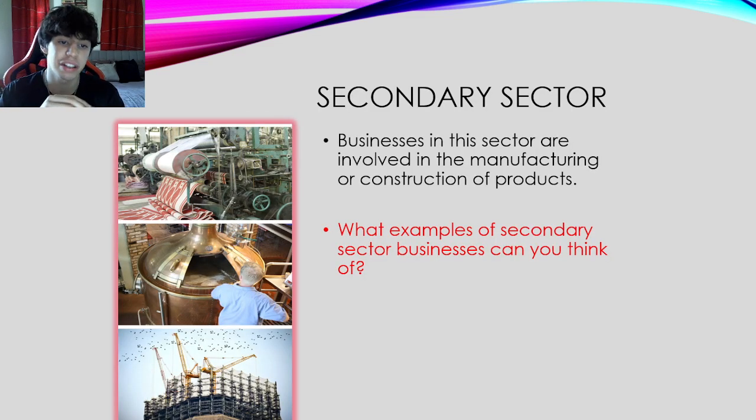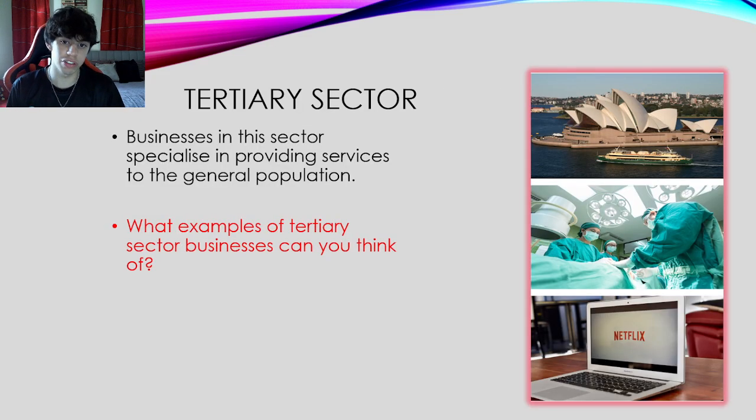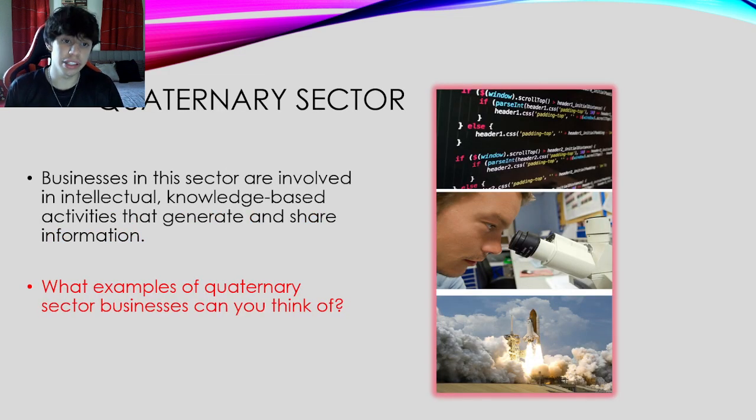Businesses in the secondary sector are involved in the manufacturing or construction of products. So these are involved, for example, with factories and businesses that make the products itself to be sold in the tertiary sector. And the tertiary sector, of course, is the sector specializing in providing services to the general population or providing products. And the quaternary sector is a subsector within the tertiary sector, which is involved in the intellectual, knowledge-based activities that generate and share information.